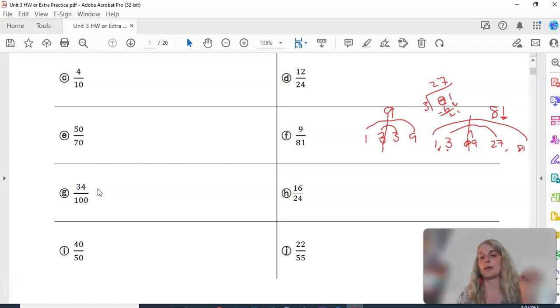Whew, that one was a bit much. We're not done though, that's just the scratch work. That shouldn't even be on this page. That should be on a different page that you staple to your homework.